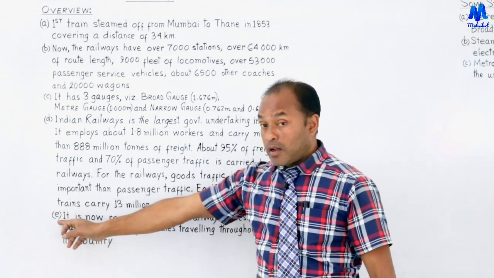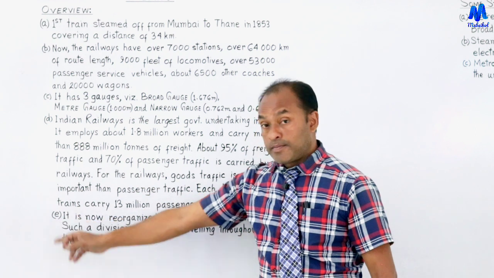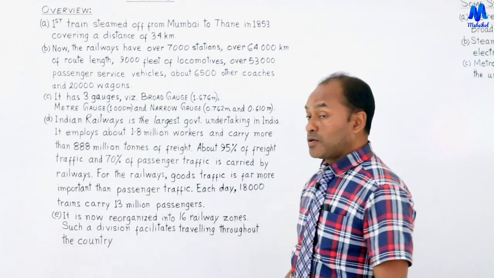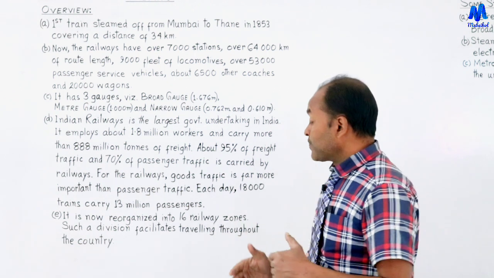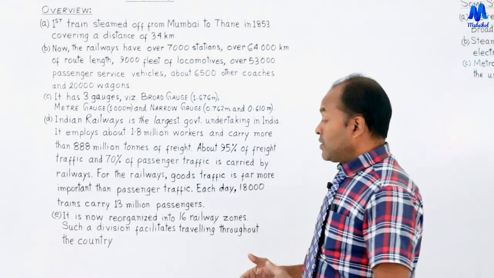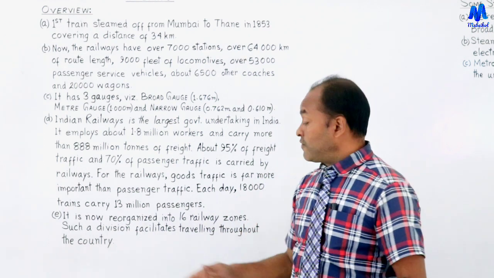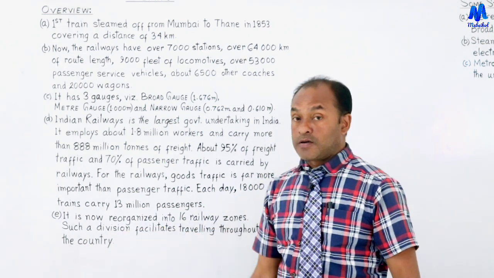And here I'll have to put one more point, number E. It's now organized into 16 railway zones. It's divided into 16 railway zones. Such a division facilitates traveling throughout the country.